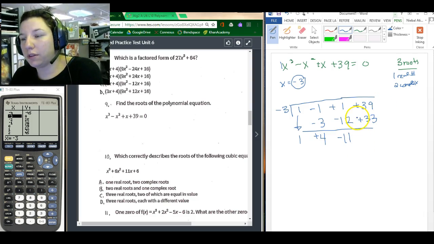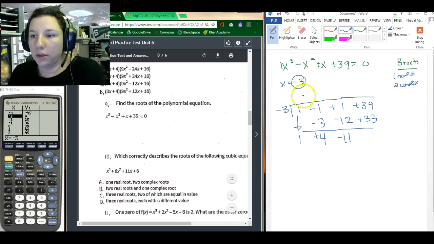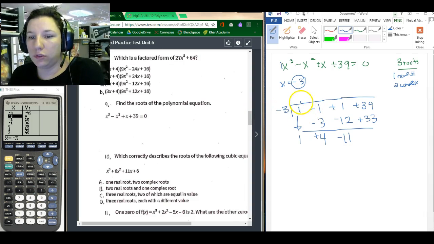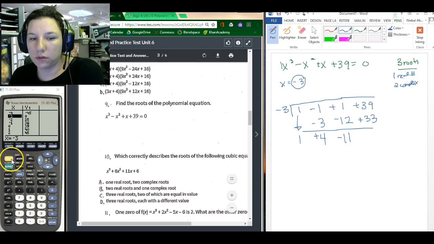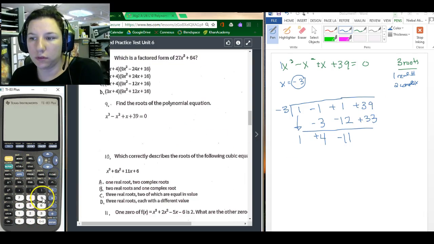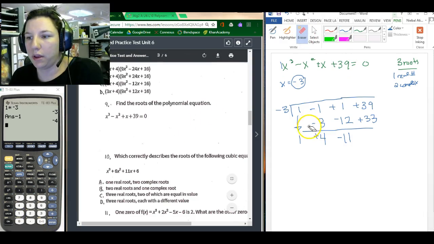And I know I've done it wrong because we need to end up with a 0. Right? If it doesn't have a remainder of 0, then it's not a factor. So we had a factor of -3. Let's double check this again. 1, -1, 1, and 39. So let's just use our calculator. 1 times -3 gives me -3 minus 1, and there's the mistake. This should have been a -4.